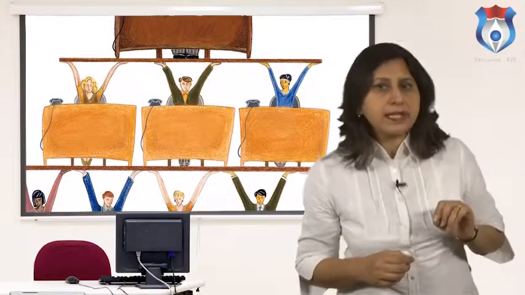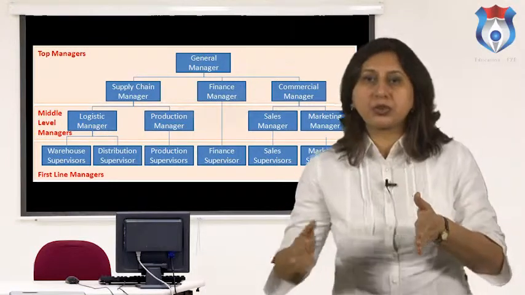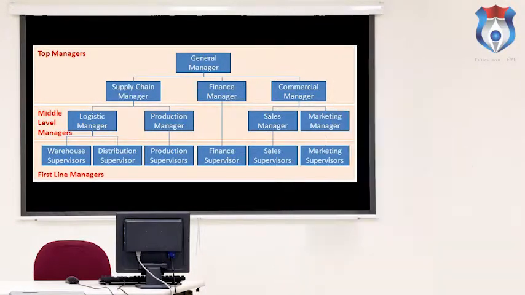Levels of management. In many small business enterprises, the owner is the only member of the management team. It is a normal practice to categorize management into three basic levels. 1. Top level management. 2. Middle level management. And 3. Supervisory or first level management.